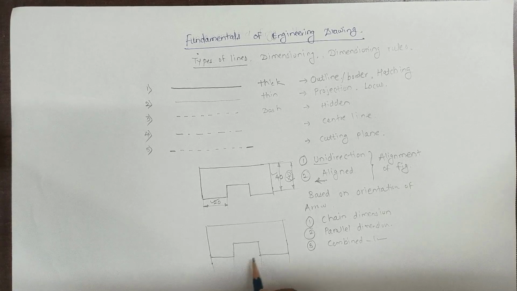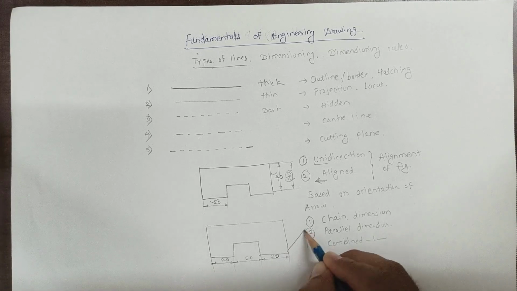Suppose to give this dimensioning, this is the starting point or reference point. Suppose this is 20, and this is the starting point and end point of this dimensioning. So for the second dimensioning, the first end point is the starting point. This is 20, and this is 20. That means in the case of chain dimensioning, the dimension lines form a chain, that's why it is called chain dimensioning.